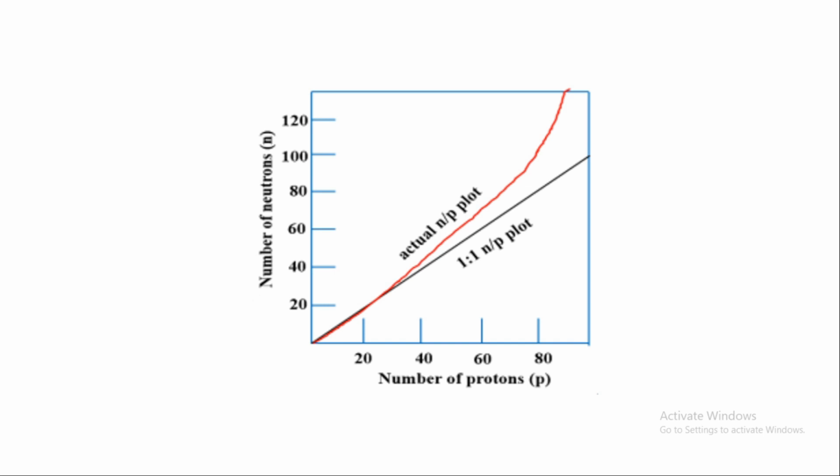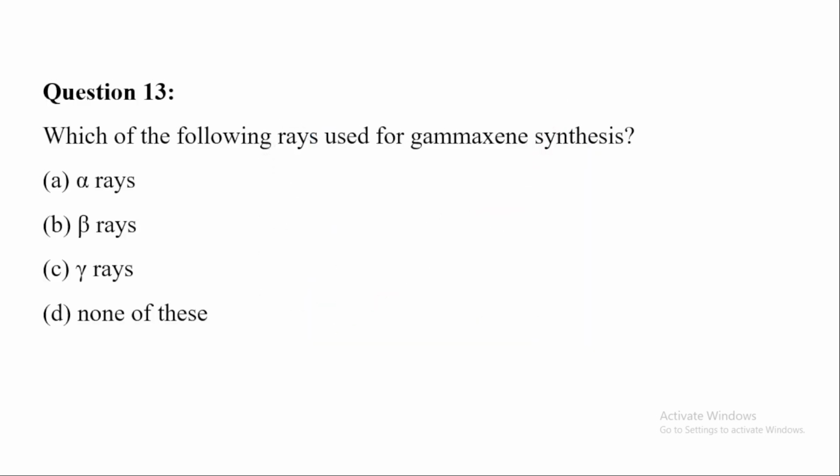So all the elements having an atomic number of more than 83 have very unstable nuclei, because the number of neutrons is not equal to the number of protons, it is much larger than the number of protons. I hope that was clear.